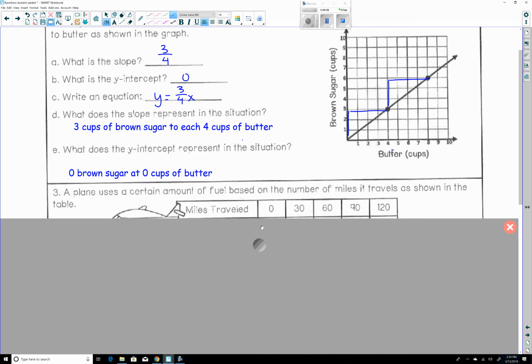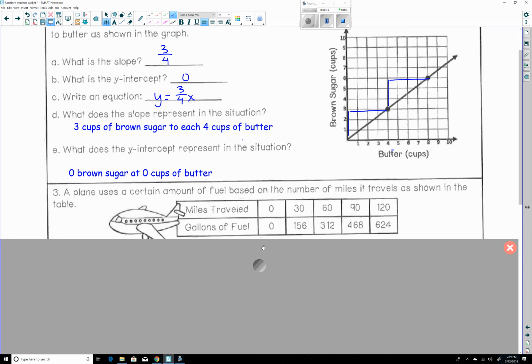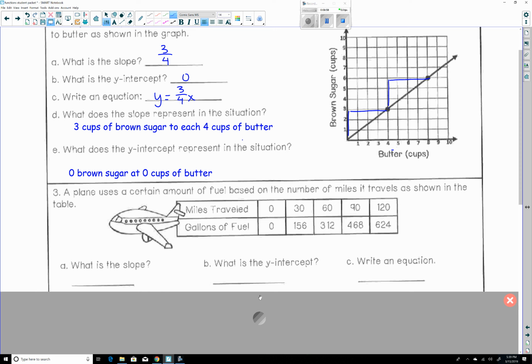Okay, number 3. A plane uses a certain amount of fuel based on the number of miles it travels as shown in the table. So again, we have another table. Miles traveled, 0. Gallons of fuel, 0. So hopefully right now you're thinking about the y-intercept and what the y-intercept is. Go ahead and fill that in. And then pause the video.